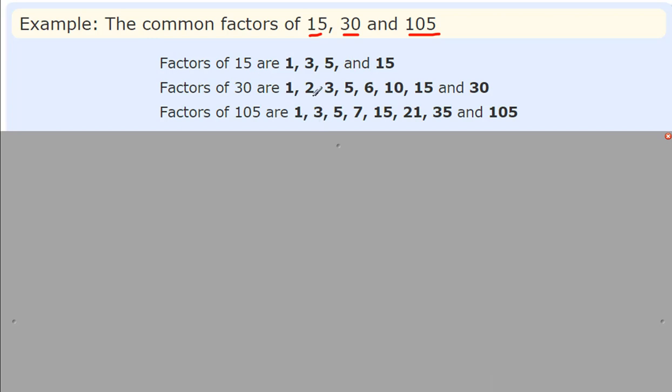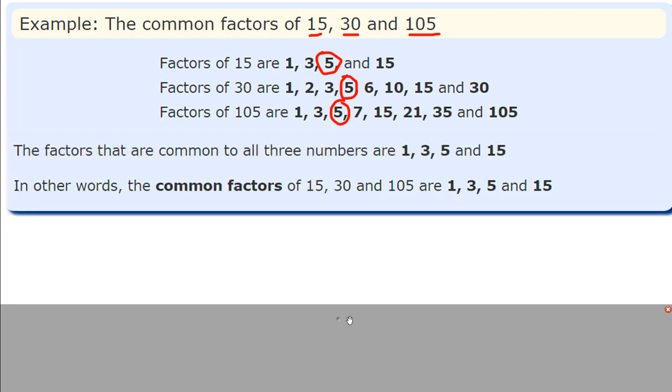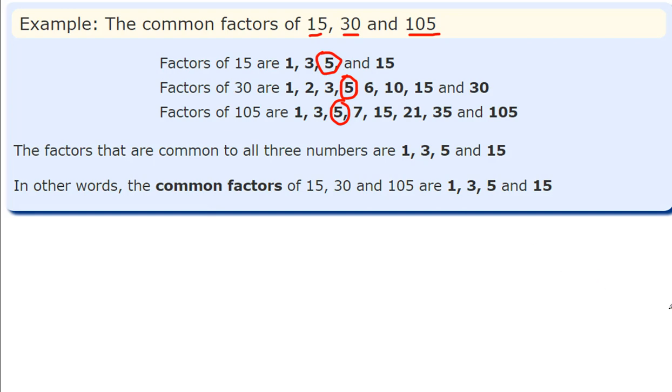We see 1 in each of them, 2 is only in one of them, 3 is in each of them, 5 is in each of them. And so it looks like 5 is going to be our greatest common factor for all these three numbers. So that's a number that we could divide each of those 15, 30, and 105 by. They're all divisible by 5, and so that's our greatest common factor. Okay, so we say, good, greatest common factor is 5 in this case.